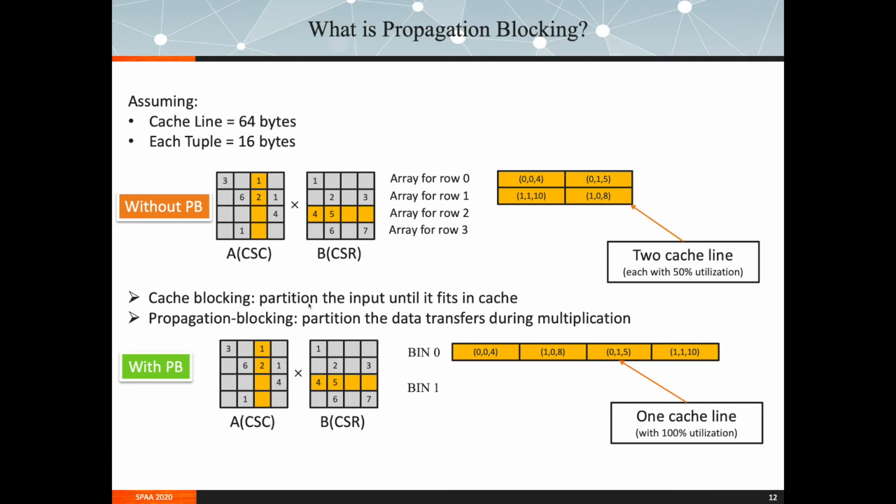Unlike cache blocking, which partitions the input until it fits in the cache, propagation blocking partitions the data transfer during modifications. So in this case, we have created 2 bins instead of the 4 arrays. Bin 0 will block the propagation which was supposed to go to row 0 and row 1. Similarly, bin 1 will block the propagation which was supposed to go to row 2 and row 3. So all the tuples can fit in bin 0, and we have 100% cache utilization.